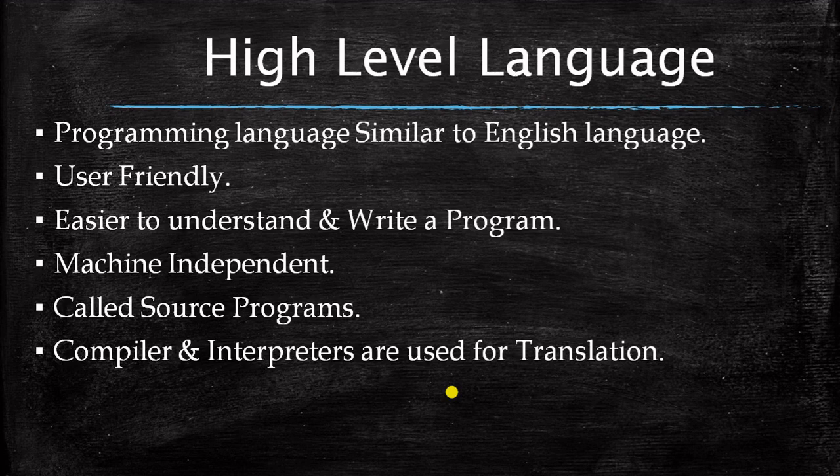That is machine independence. And all of them are called source programs, because these programs again need to be translated into machine language, because at the end of the day the computer understands only machine language. So every high level language has to be translated into machine level language, and for this translation, who helps? Compilers and interpreters. About compiler and interpreter we will learn in the next slides.